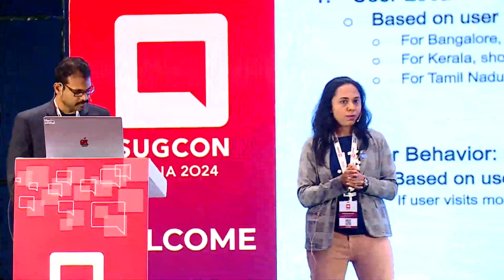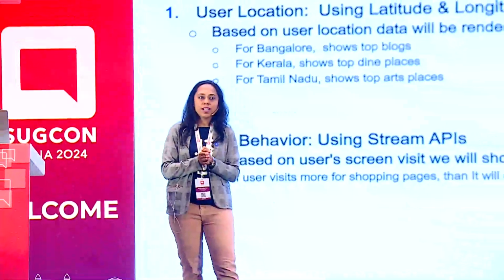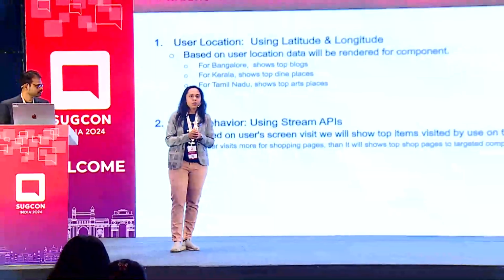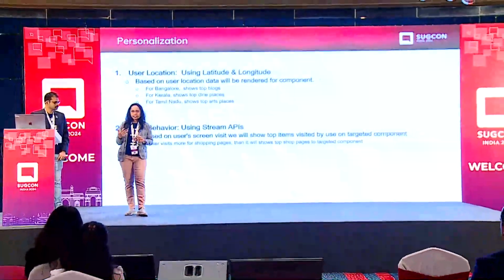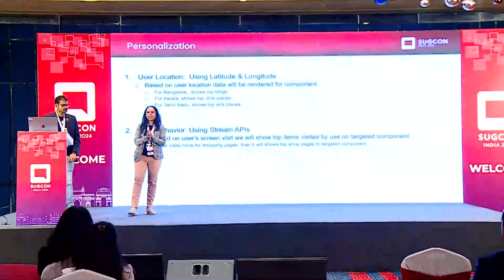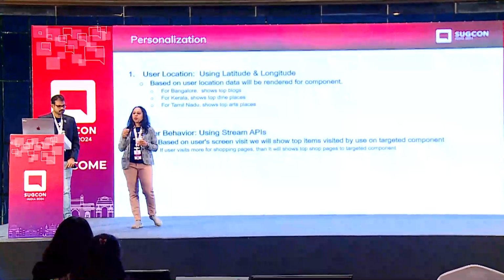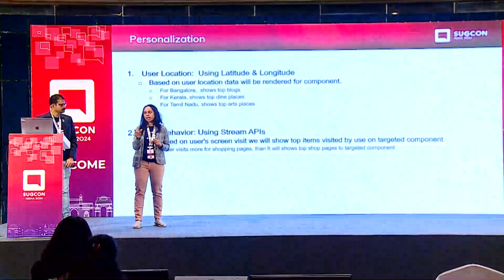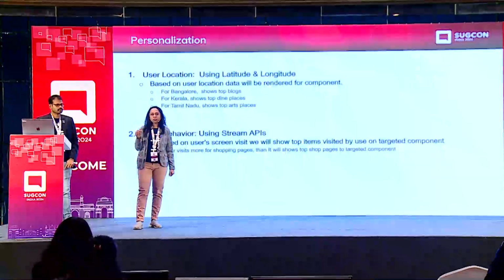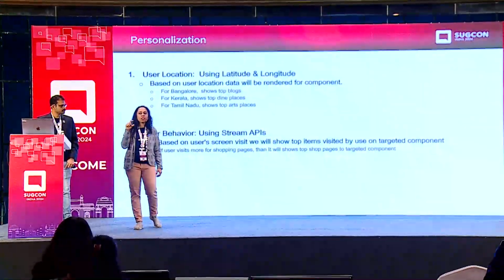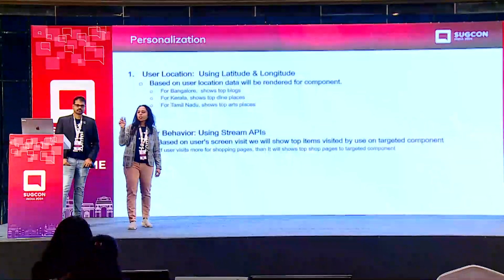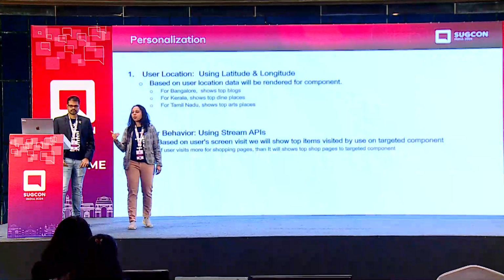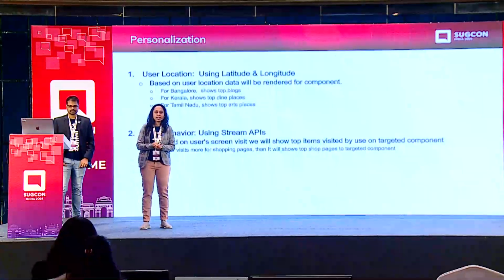Now we'll start with the personalization. Here we have covered two types of personalization: user location based personalization and behavior based personalization. From the mobile end for location, we are just passing latitude and longitude to the backend, and they do the magic on the backend side to give us personalized data. How we have implemented it here is that for the Bangalore location, it will show the top blocks. We are targeting the third component to show the personalized location-based data. If I change the location to Bangalore, it shows top blocks. If I make it Kerala, then it shows the top 9 items like this.